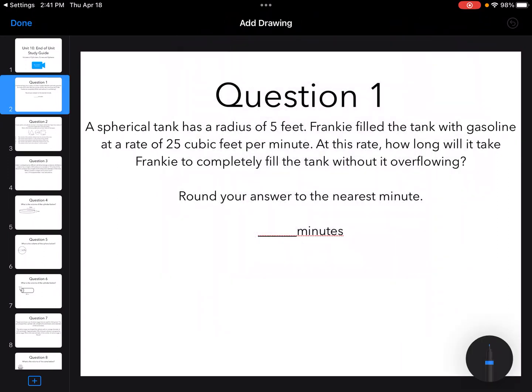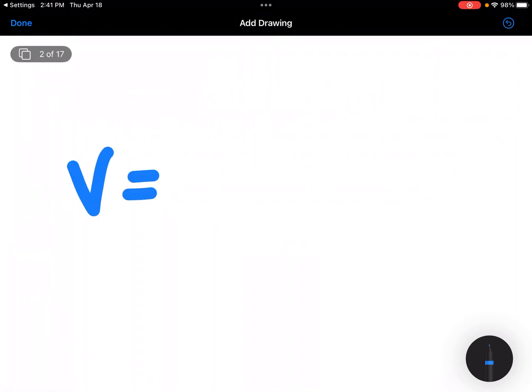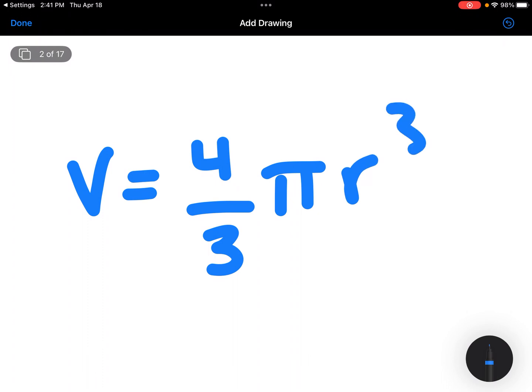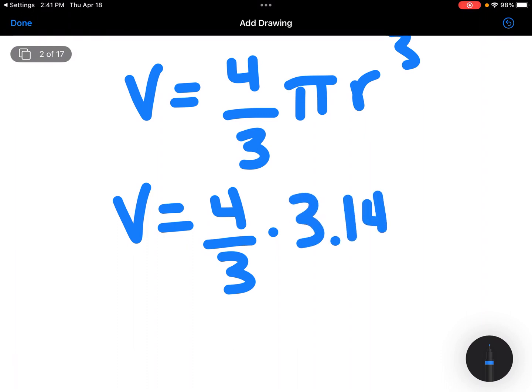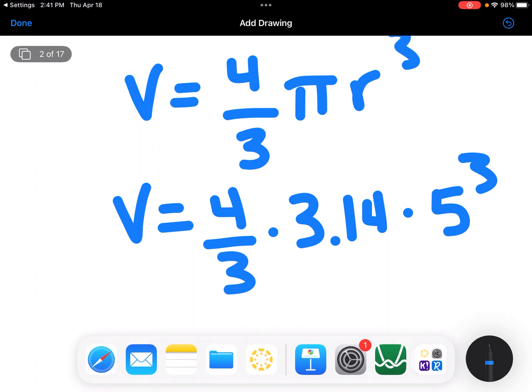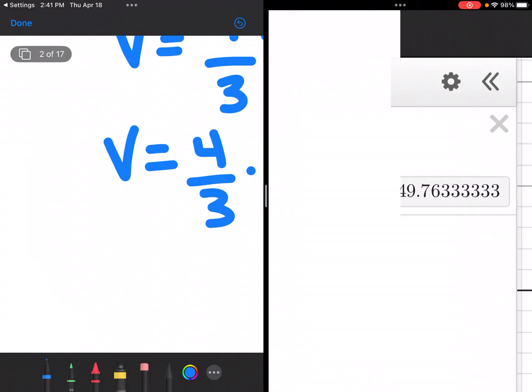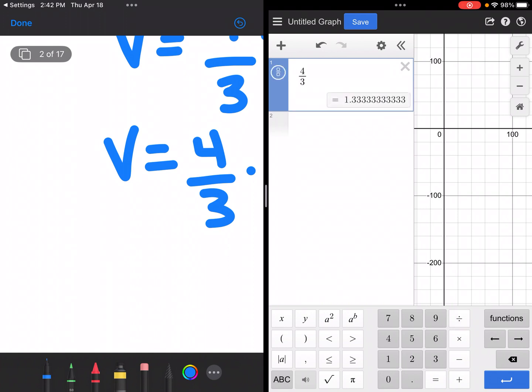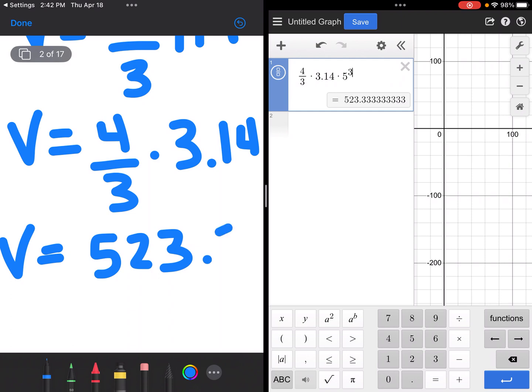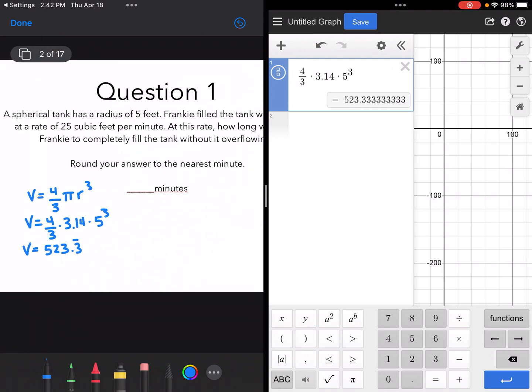So I know that I'm talking about a sphere. So my formula is volume equals 4/3 pi radius cubed. And I know that the radius is 5. So volume equals 4/3 times 3.14 times 5 cubed. So I'm going to split with my Desmos. All right, and I get a volume of 523.3 repeating, and that's going to be cubic feet.